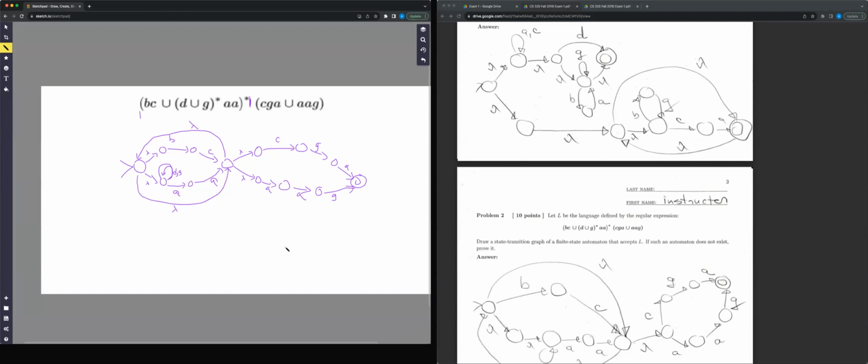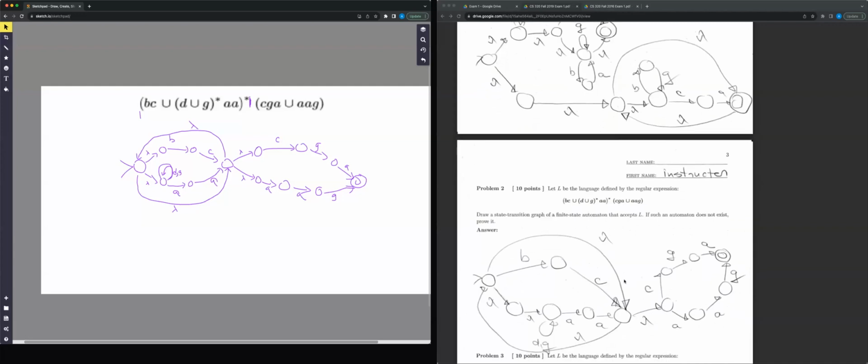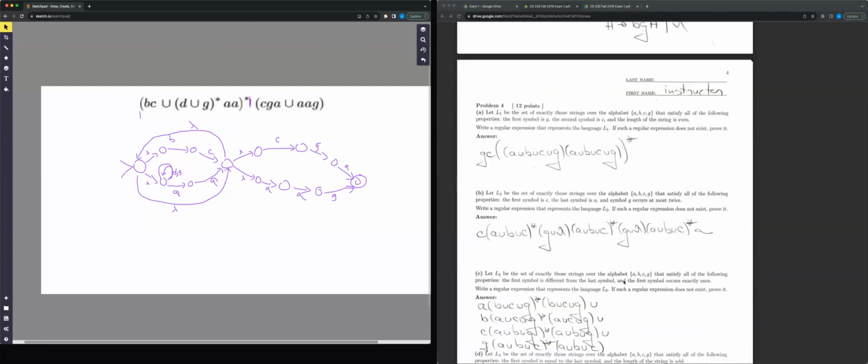I could have done D or G and then lambda going backwards, lambda going forwards. But when it's a single character, it's just very easy to put a loop back to itself. It really doesn't need to be this complicated. Okay.